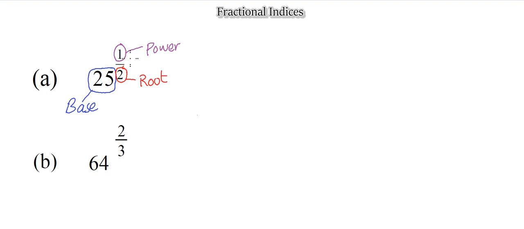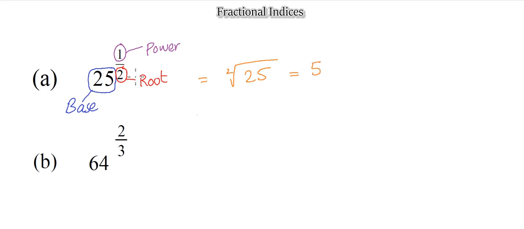Now, let's say I have my base as 25. The question is saying that I need to square root it first. So this 2 would mean I'm going to root it. So I'm going to square root my 25. Which number multiplies 2 times to give me 25? And that would be 5.